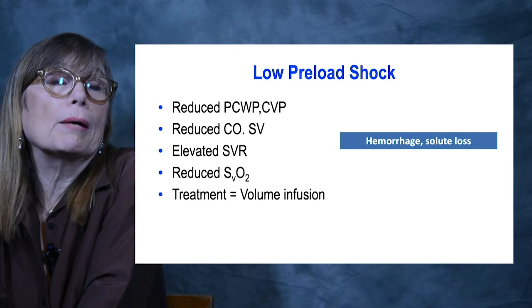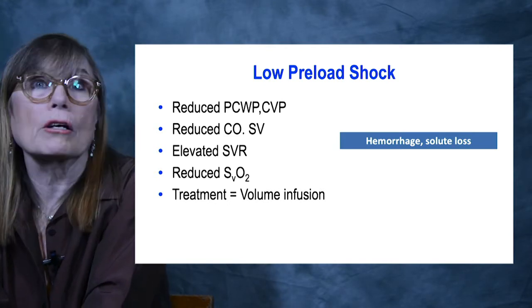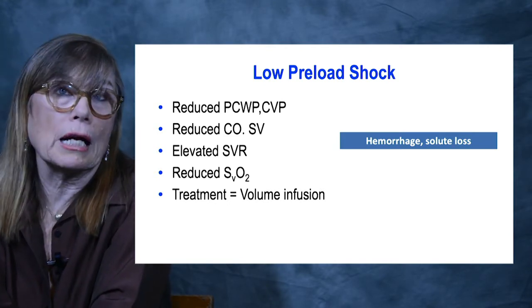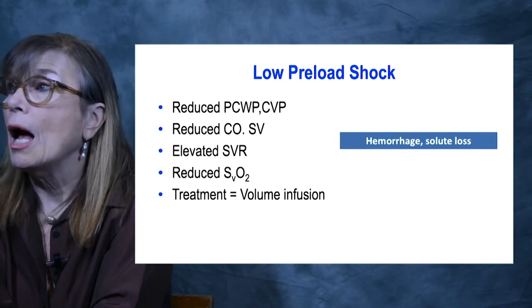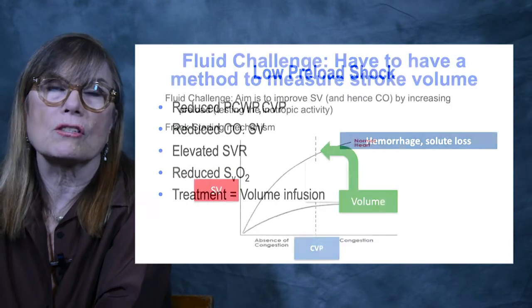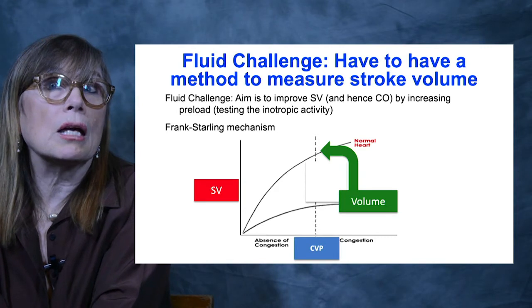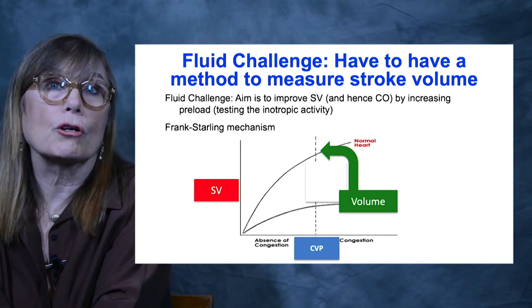Okay, so we think about hemorrhagic loss and solute loss. Solute loss occurs very clearly in patients who have diabetes insipidus and also in patients who have diabetic ketoacidosis. Now, same thing here. We're going to give you a challenge for your Frank-Starling mechanism, and what we're going to do is give you volume.